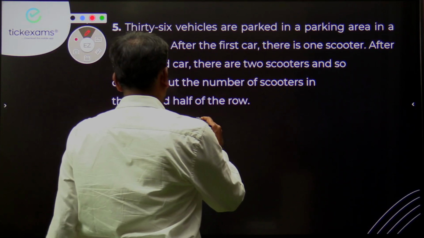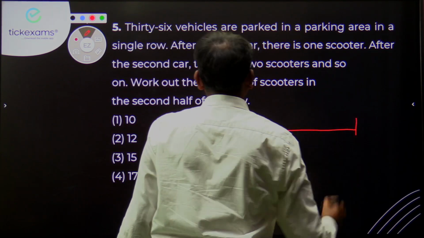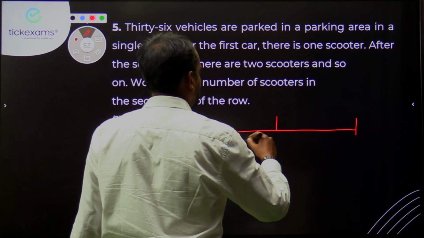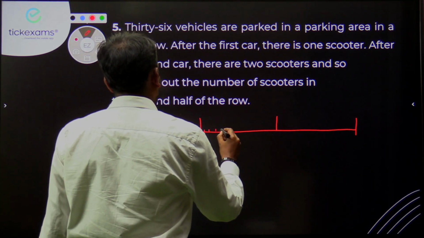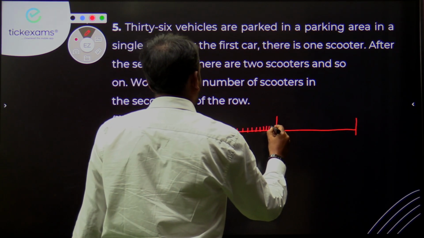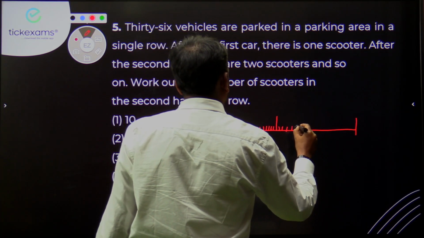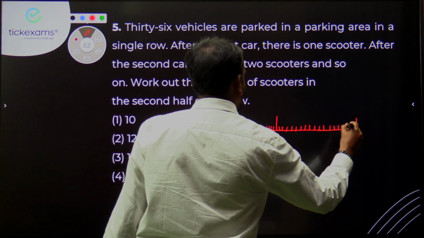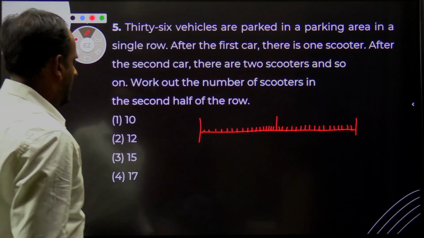Okay. So let us see. Single row they are telling. Suppose let us imagine this is a row. So here we have to get 36 vehicles. Let us assume we have half of it. Let us try to understand. 1, 2, 3 up to 18, then again 19, 20 up to 36. So now let us write down the numbers here.